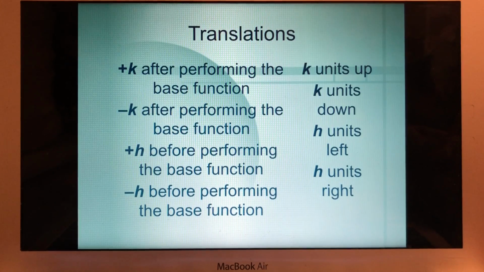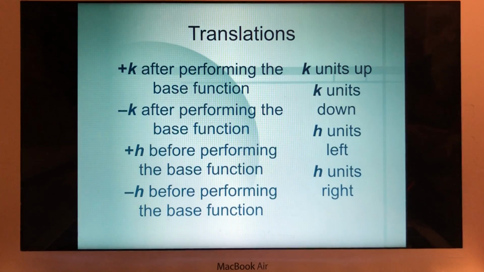Okay, so this is a very helpful chart that will be a tremendous help for you as you're doing your homework problems and trying to figure out where to find the vertex. Okay, this is actually on page 346 in your book as well.